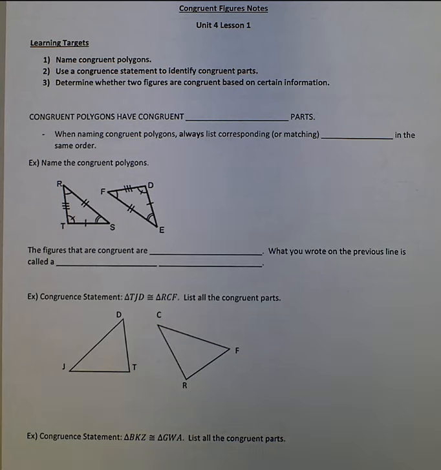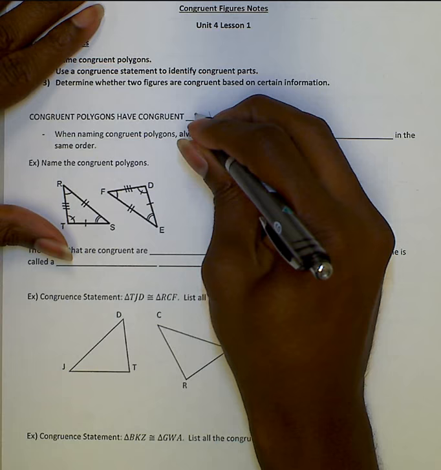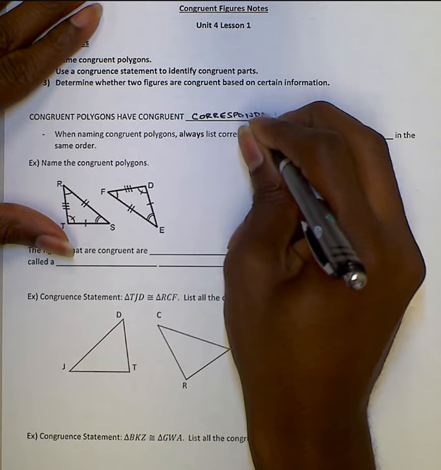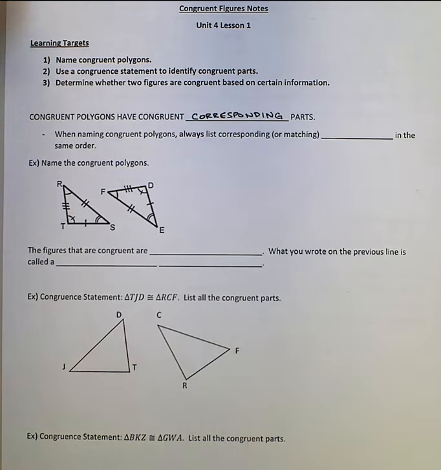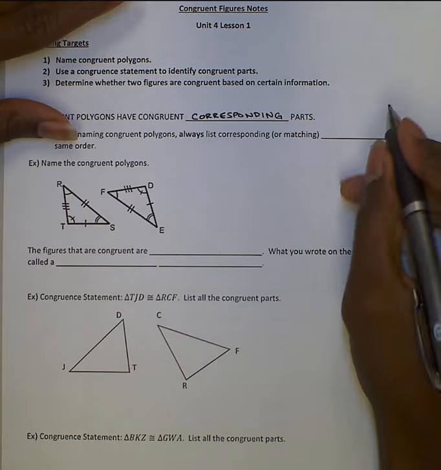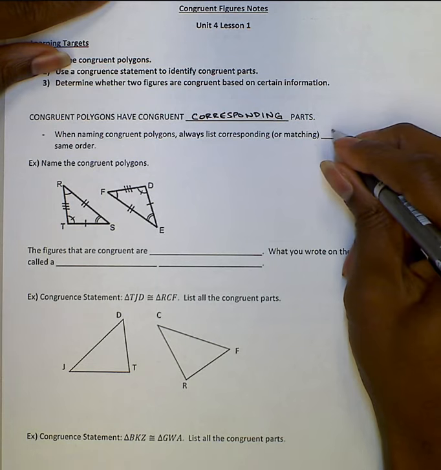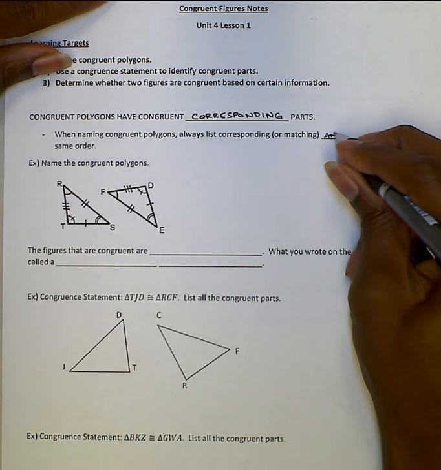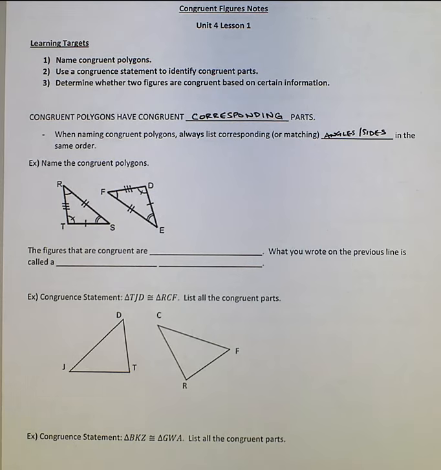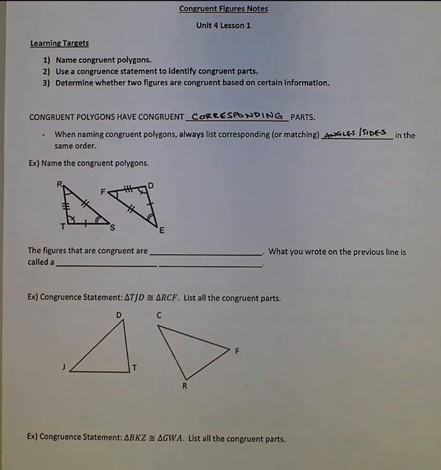Alright, so the big idea is that congruent polygons have congruent corresponding parts. Corresponding, remember, means that it's in the same spot. So, congruent corresponding parts. And so, when naming congruent polygons, always list corresponding or matching angles or sides in the same order. The easiest way to do this, especially if you're given the markings, which we'll try to have all the time, is just to make sure that your markings match up.